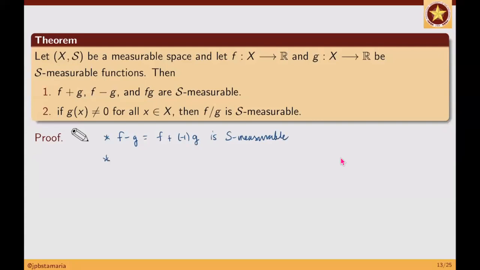Paano naman, sir, yung product? So this product is a tricky one, but you will see that you will find that this is nice. Yung product kasi na to may be written as follows. It can be written as 1/4. Oh my God, but may 1/4. It's 1/4 times (F plus G) squared minus (F minus G) squared. So this is a brilliant way to write the product nicely.